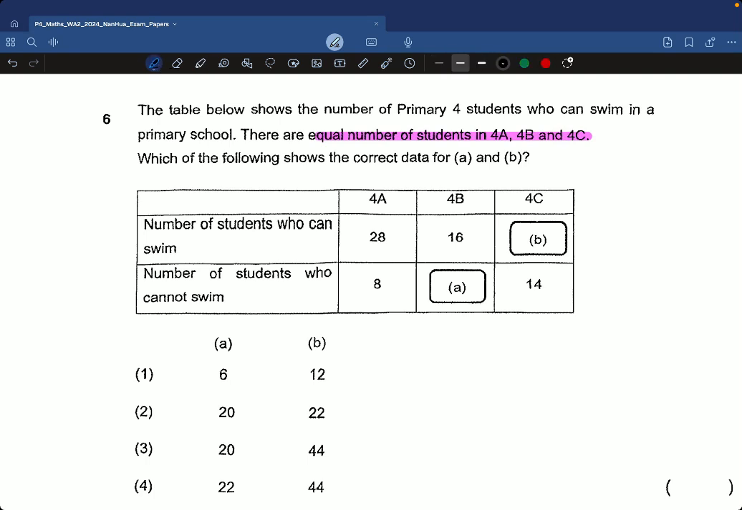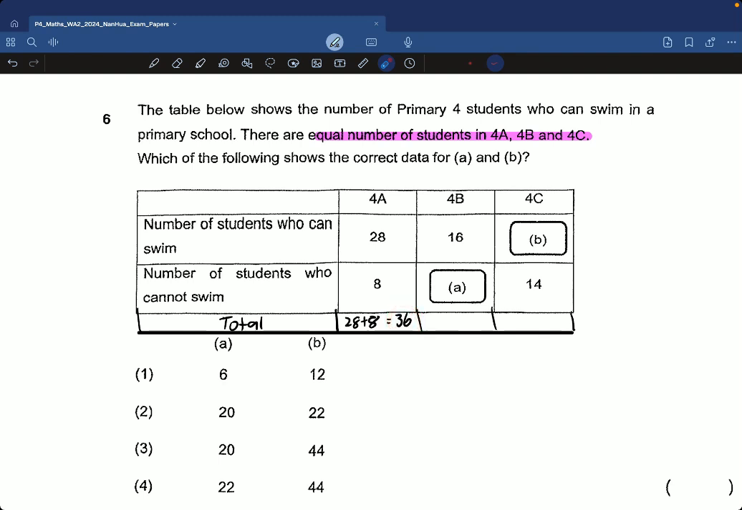So let's see what the total is over here. We can add another little row over here for the total. I'm just going to make it a straight line as you see over here. Okay, total. So 28 plus 8 is equal to 36. So now we know that every class has a total of 36 students.